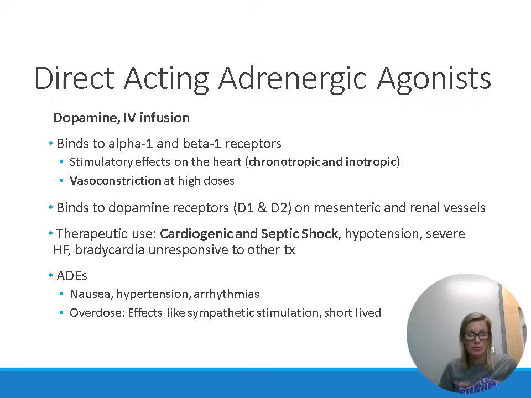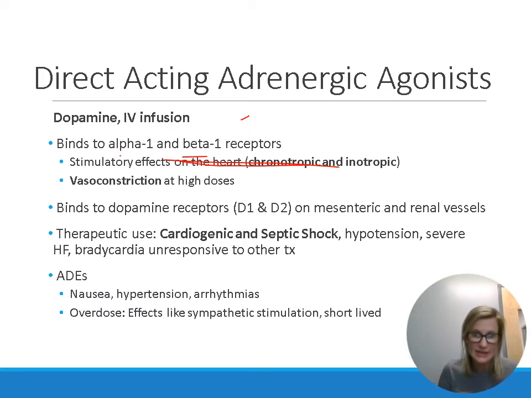Okay, next, dopamine, right? So we're talking about the catecholamines. We had epinephrine, we had norepinephrine, now dopamine. So dopamine, also given via IV infusion. First off, dopamine binds to dopamine receptors, dopamine 1 and dopamine 2 receptors, but it also binds to alpha and beta receptors. So dopamine binds to alpha 1 receptors and beta 1 receptors.